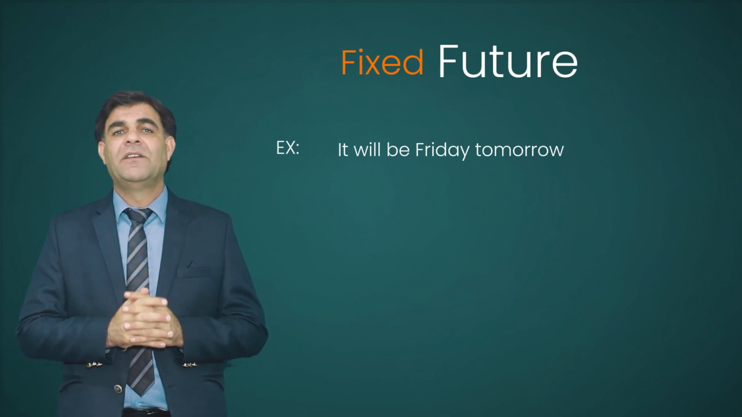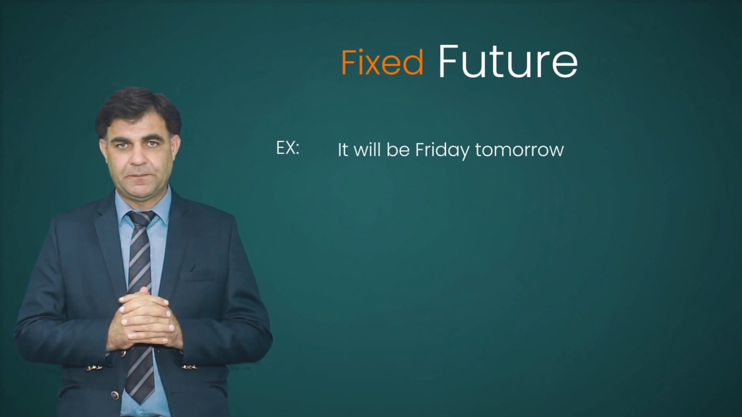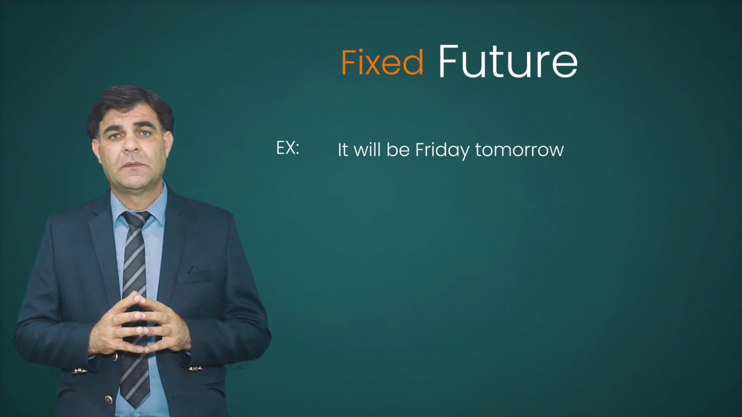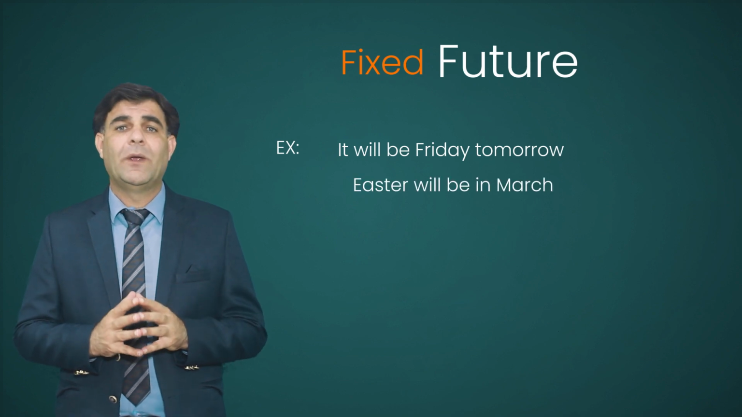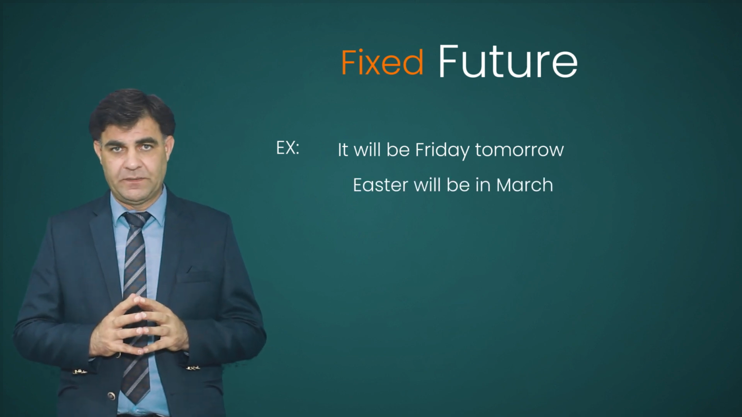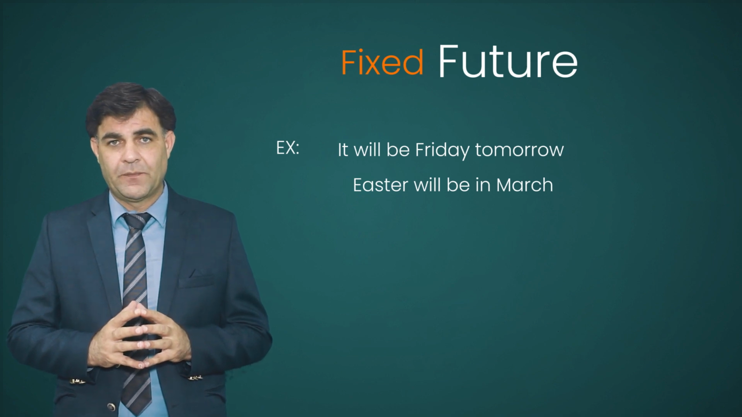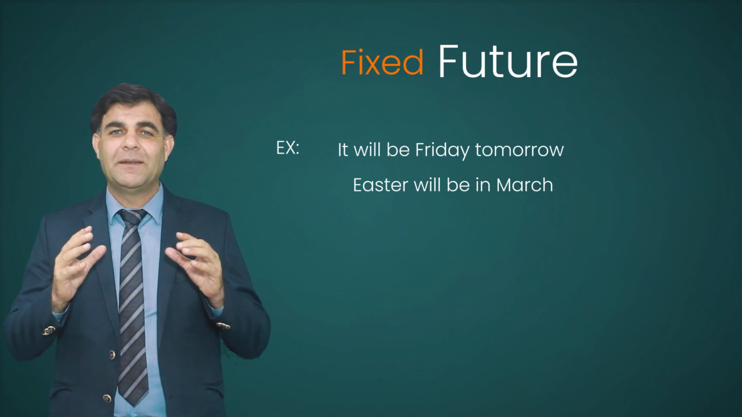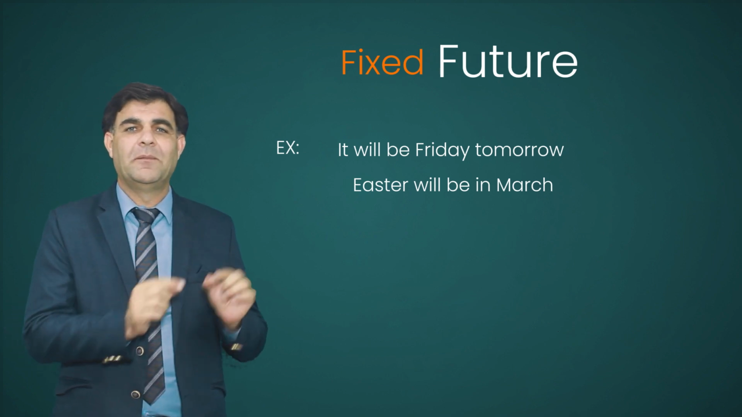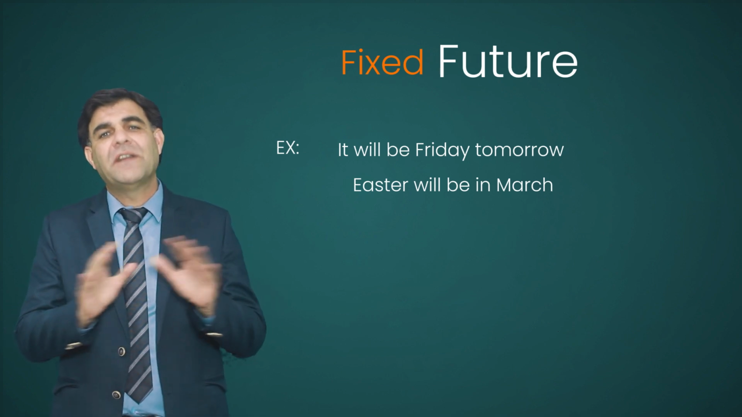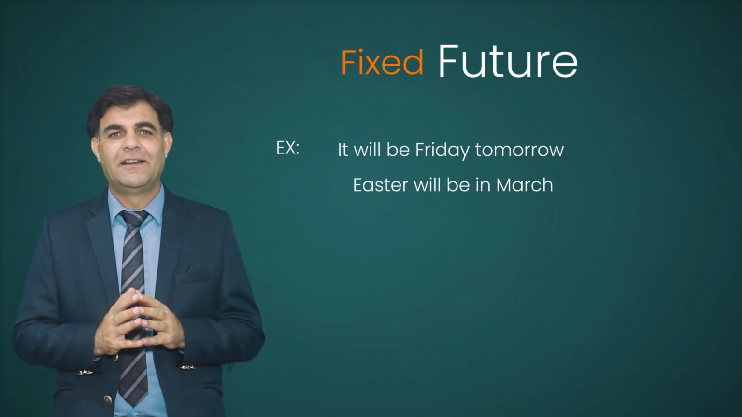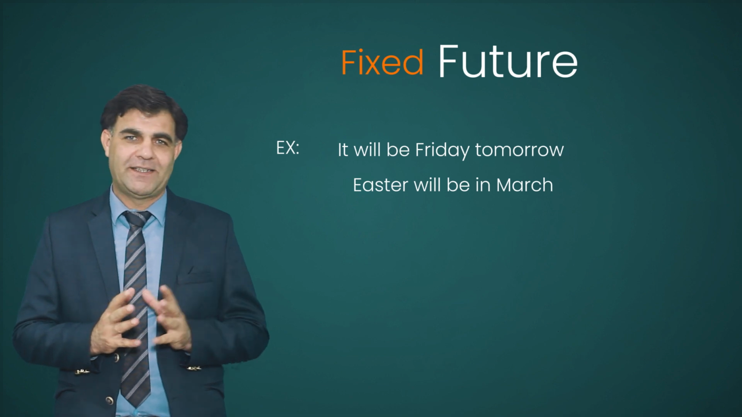It is called fixed future. For example, Easter will be in March. So, anything will happen, doesn't matter. But Easter will come in March. This is fixed future. No one can change it or remove it or stop it.